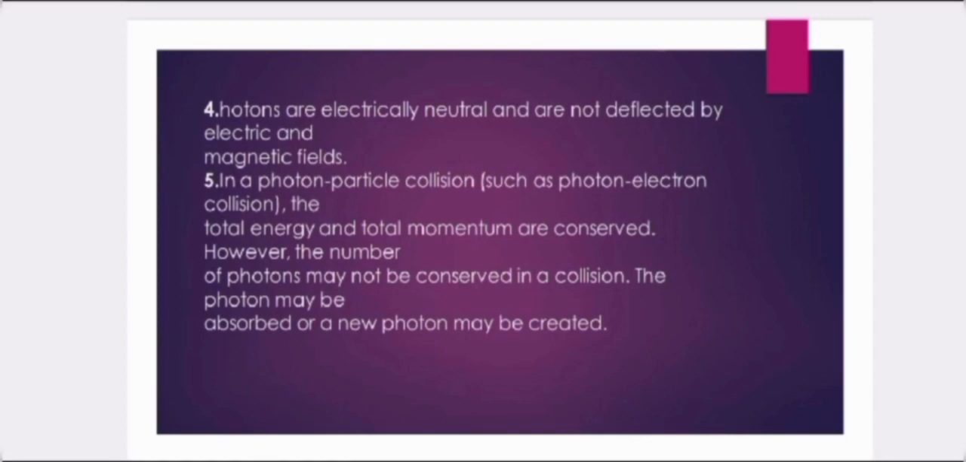In a photon-particle collision, such as photon-electron, the total energy and total momentum are conserved. However, the number of photons may not be conserved in a collision. The photon may be absorbed or a new photon may be created.